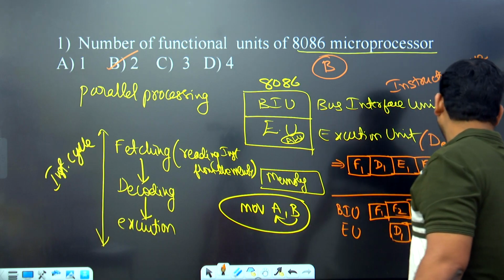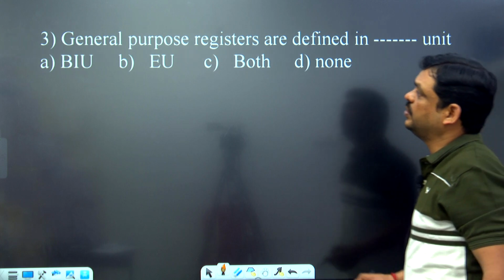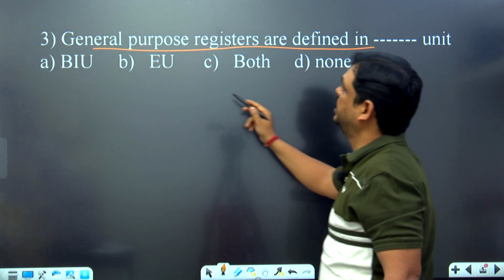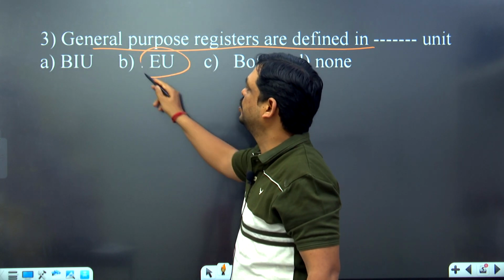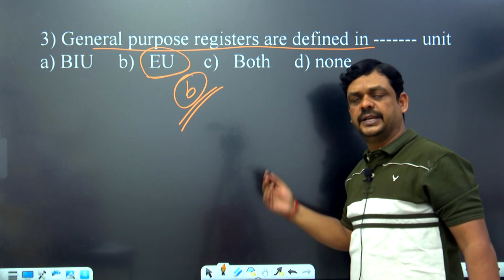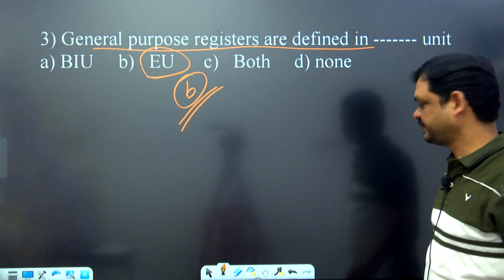Now, according to the given question, general purpose registers are available in which unit? Execution unit. So according to the given question, option B is correct, right? Yes, please take this now.